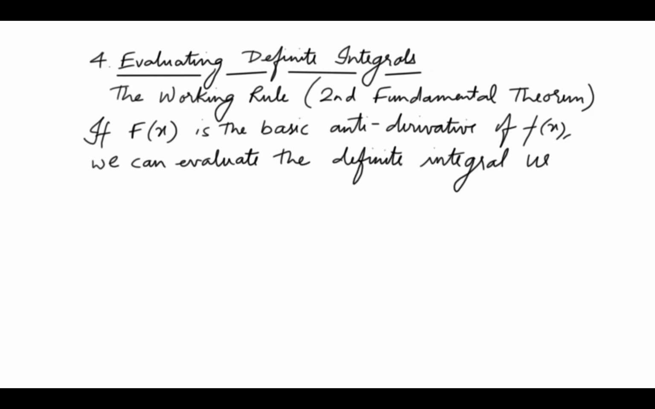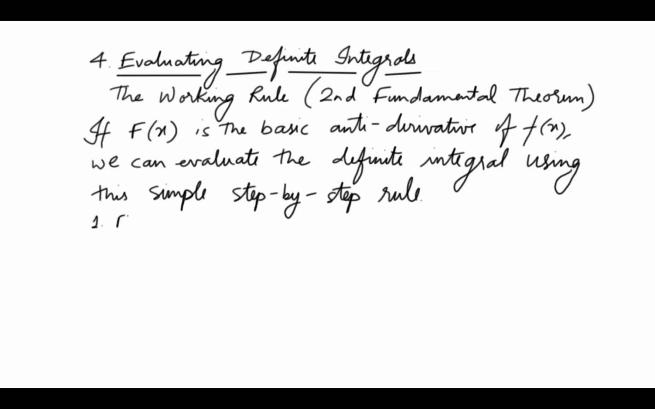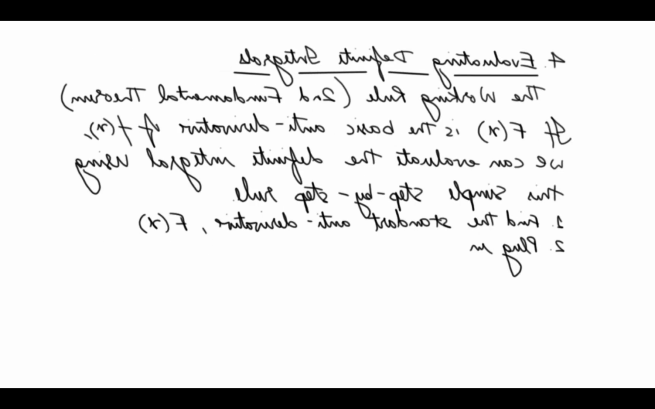C is there in both upper limit as well as lower limit, so it will cancel out. So that is the working rule, you can say.